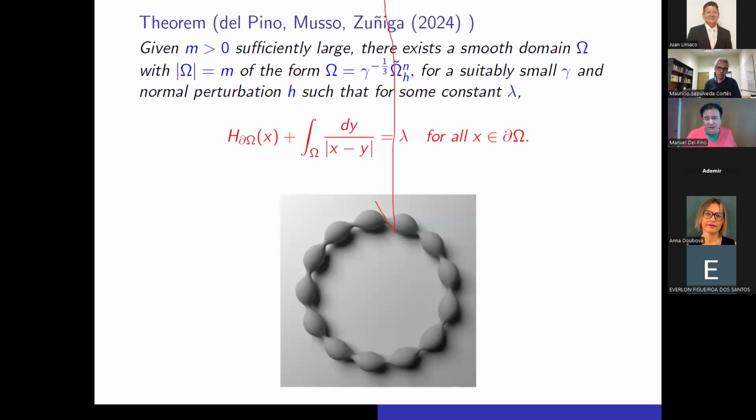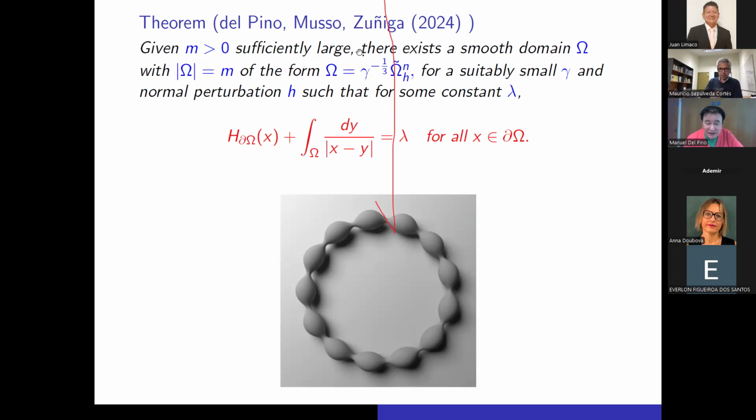So here is our main result. This is joint work with Mónica Musso from Bath and with Andrés Zúñiga from Universidad de O'Higgins in Chile. You can find the preprint of this on arXiv. Our statement is the following: given a mass m sufficiently large, there exists a smooth domain Omega with volume m that has this form.